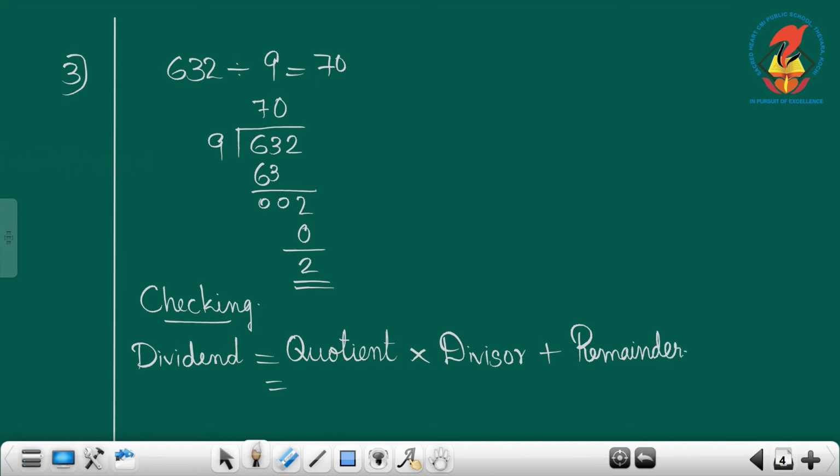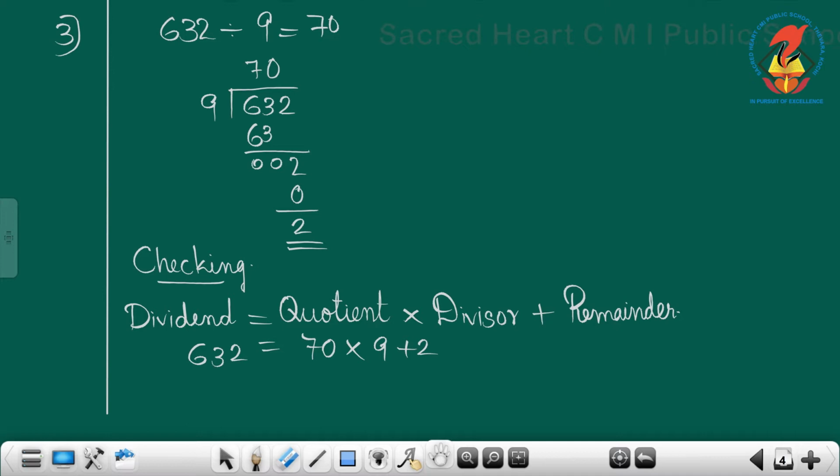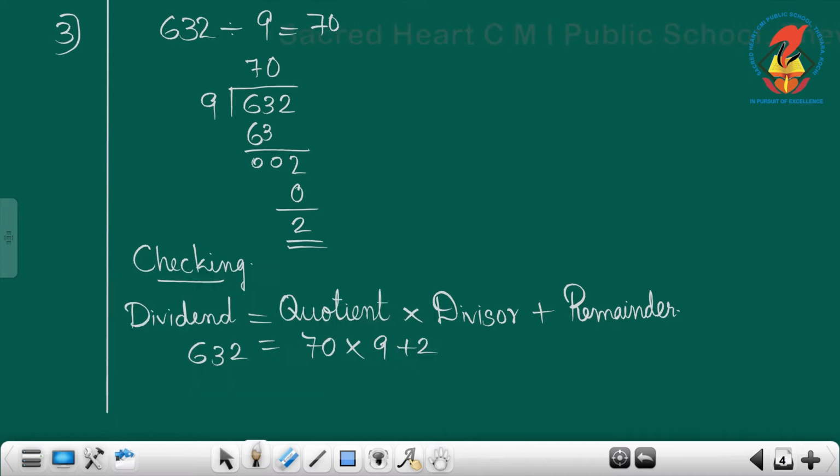Okay, what is the quotient here? 70 multiplied by the divisor 9, and the remainder is 2. The dividend is 632. So 70 divided by 9. 9 into 0 is 0. 9 7s are 63. Okay, so plus 2 is there. So 630 plus 2.